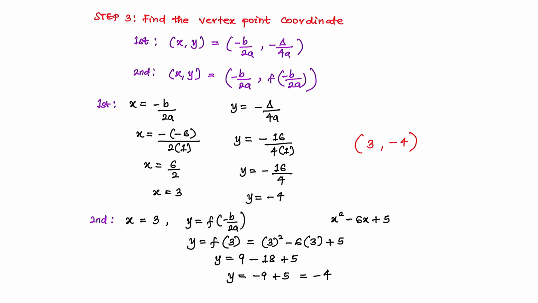So which means our coordinate is still 3, minus 4. The value of x is 3 and the value of y is minus 4. That's the vertex point coordinates. The question is, which one should we use? The first way, where we need to calculate the value of y, or the second way where we just substitute the value of x into the equation?